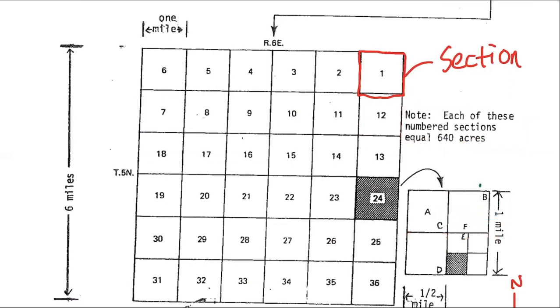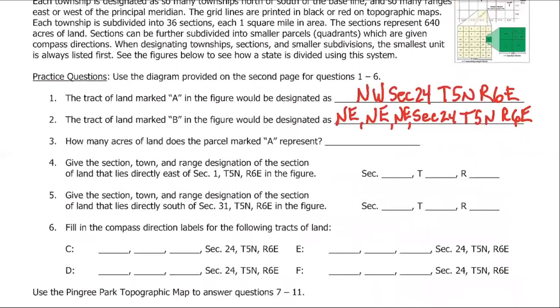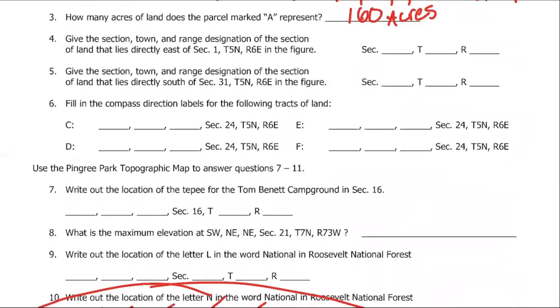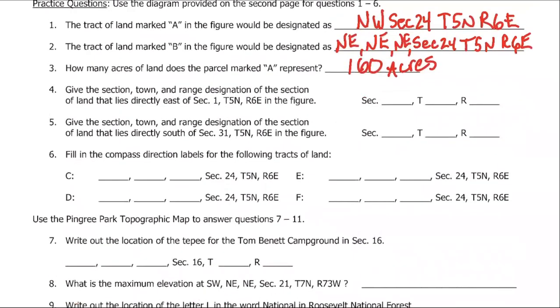I'm going to get rid of some of that because we're going to need that to be clear. All right, so I don't know why that's not working. So 160 acres. And so now we're going to move on to question number 4.